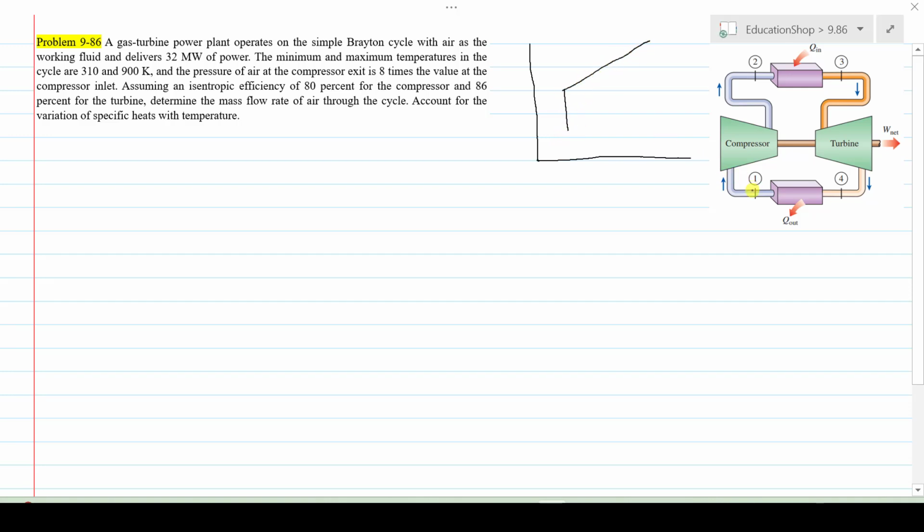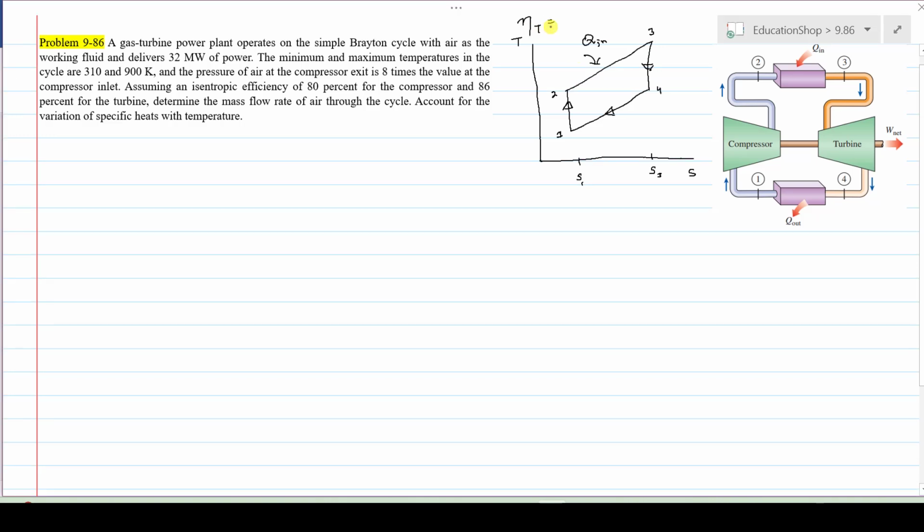Now we will start from 1 to 2, that is isentropic compression. 1 to 2 is isentropic compression, then 2 to 3 is a constant pressure heat addition process, then 3 to 4 is again isentropic expansion in the turbine, and then finally heat rejection at constant pressure to the surroundings. Remember, this is a T-S diagram. The entropy S3 is equal to S4 and S1 is equal to S2. This is the ideal Brayton cycle.